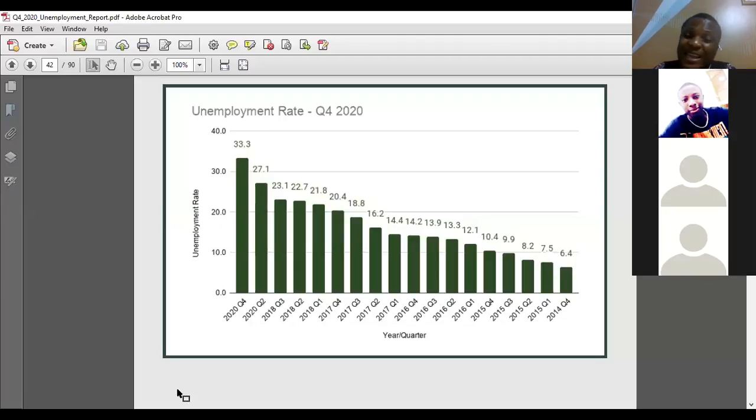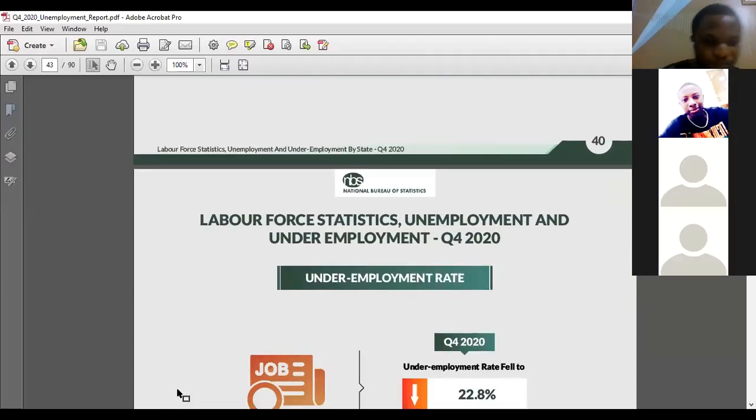So when you see a case where I tell you the second quarter 2020 unemployment rate was 27.1%, while the fourth quarter was 33.3%, the sudden increase in the unemployment rate can be attributed to, of course, the coronavirus pandemic that has caused that particular scenario.